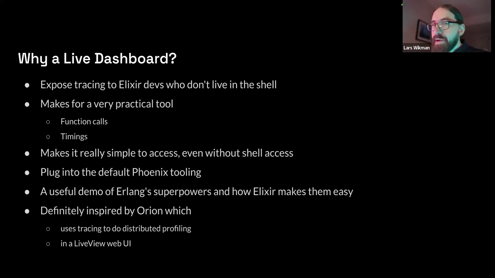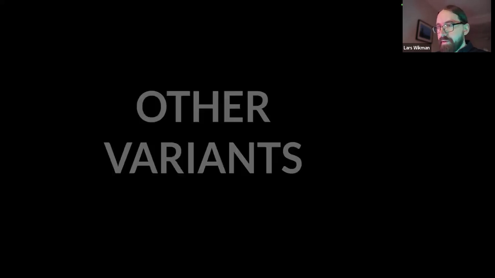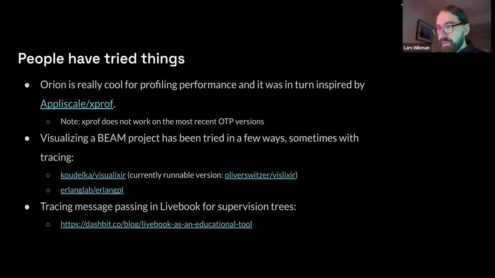So it's very focused on timing and histograms, but it's also using a LiveView web UI that you just plug into your routes. It's by Thomas DePierre and one of his friends. So you should look into Orion if you're interested in this stuff as well. And Orion in turn, so it's not new to try to build higher level projects on top of tracing. Orion took its inspiration from XProf, which is a cool Erlang project that does essentially a web UI for distributed profiling. XProf doesn't run under recent versions of OTP, so it seems a little bit abandoned.